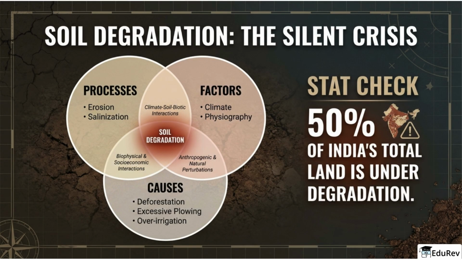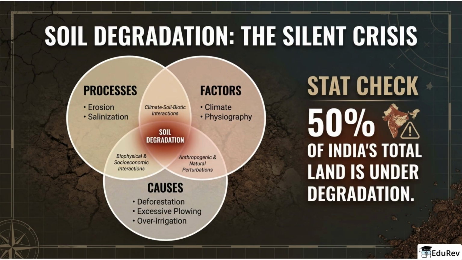Now the silent crisis. Soil degradation. Do not treat this as one process. It is a combination of processes, factors, and causes. Processes include erosion and salinization. Factors include climate and physiography. And direct causes include deforestation, excessive plowing, and over-irrigation.